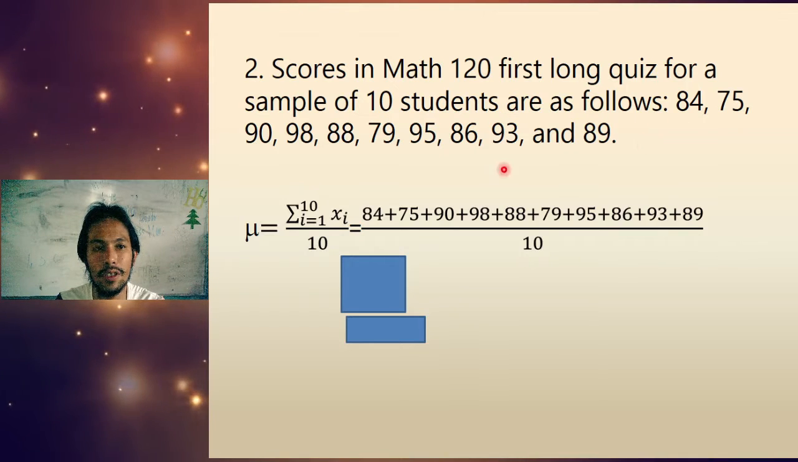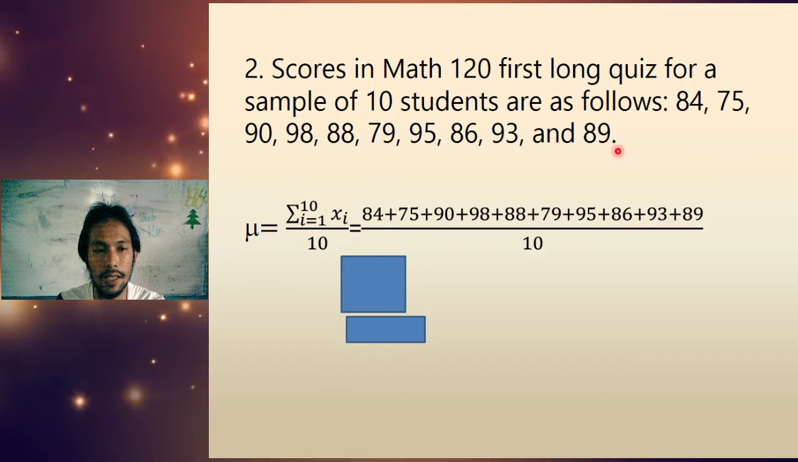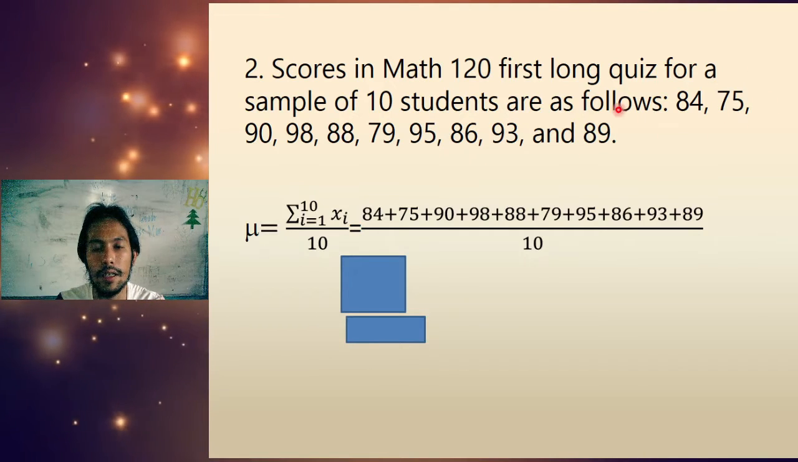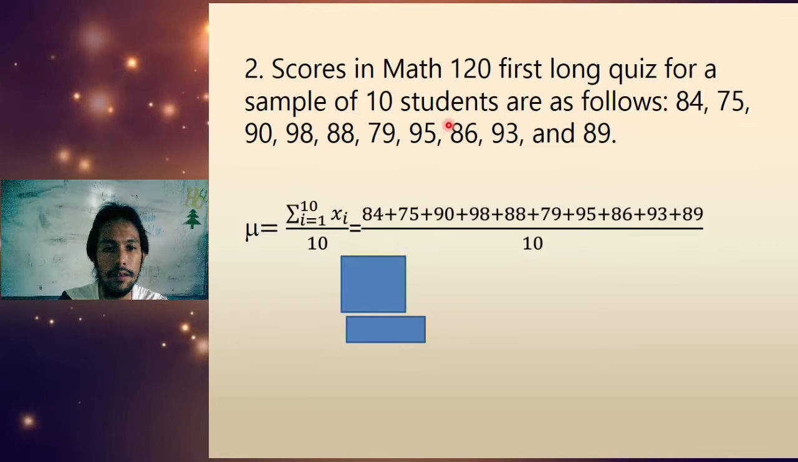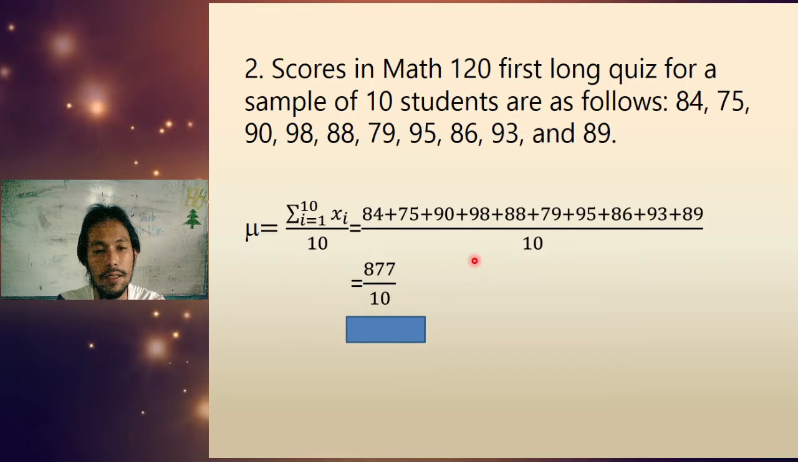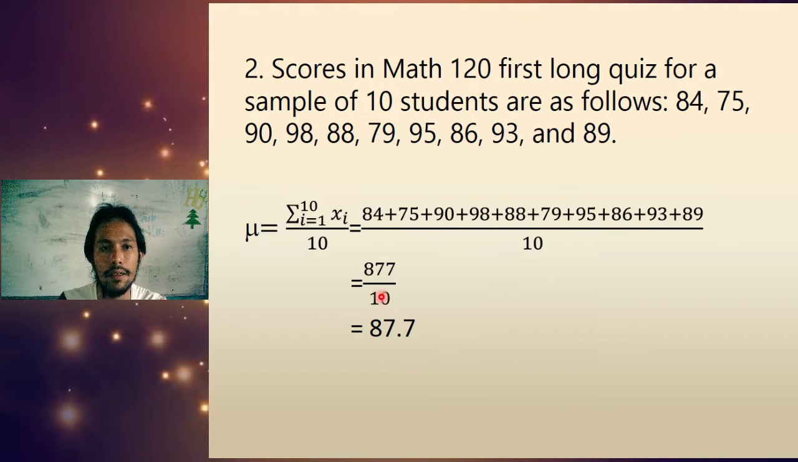Example number 2. So, scores in Math 120 first long quiz for a sample of 10 students are as follows: 84, 75, 90, 98, 88, 79, 85, 86, 93, and 89. So, i-total na nato siya. Nagkahuman, i-divide na nato og 10. So, mahimo na siyang 877 over 10, dayon 87.7. So, mao na ang mean.